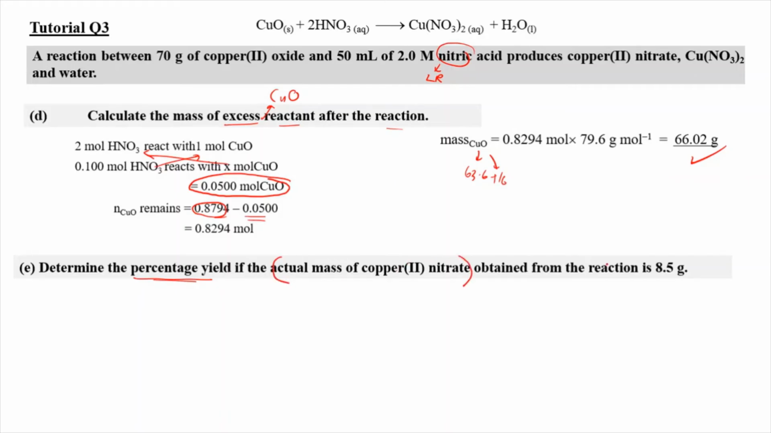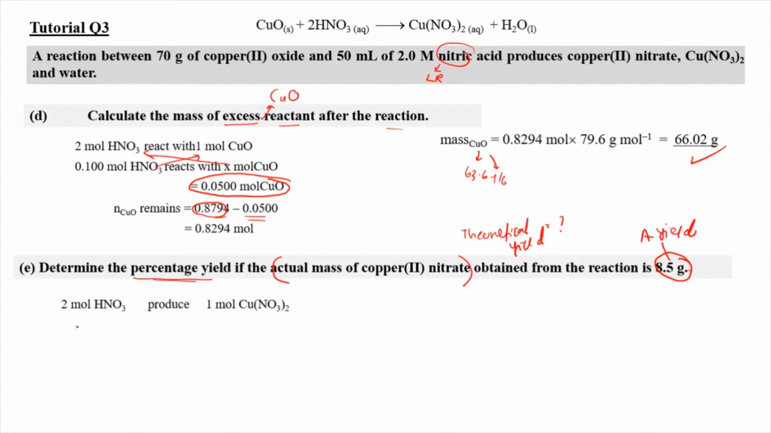Now, for question E, we need to determine the percentage yield if the actual mass of copper nitrate obtained from the reaction is 8.5 gram. So this one is the actual yield. Okay, hasil yang sebenar. So we need to find the theoretical yield. Secara teorinya, berapa yang patut kita dapat?